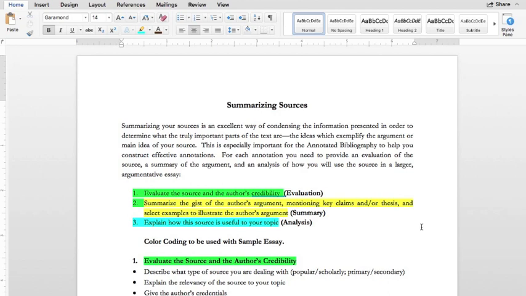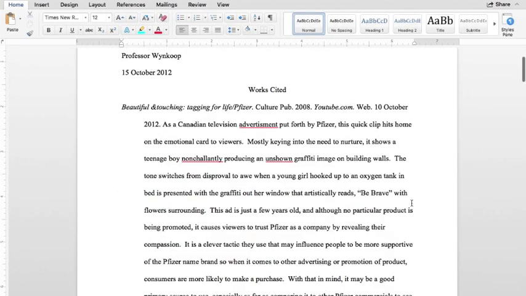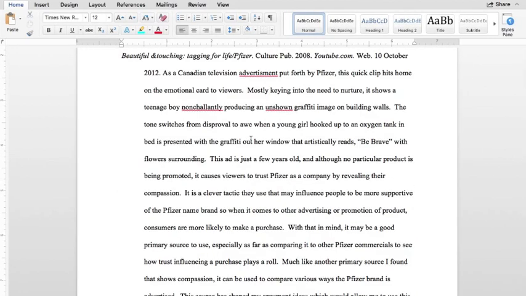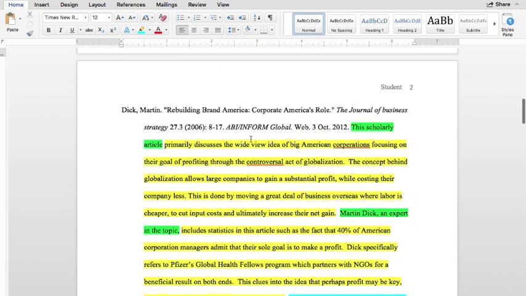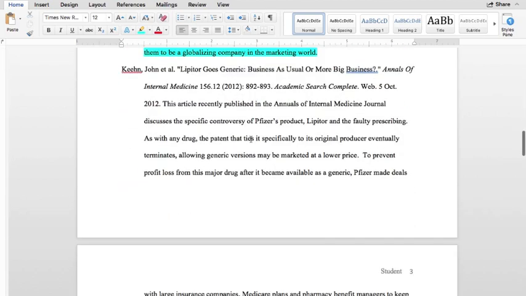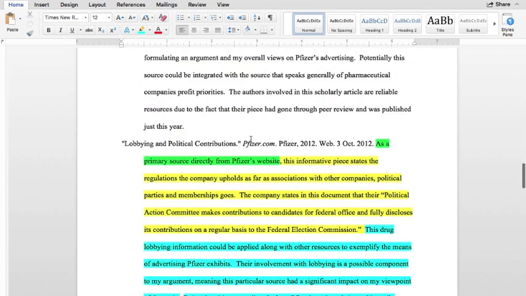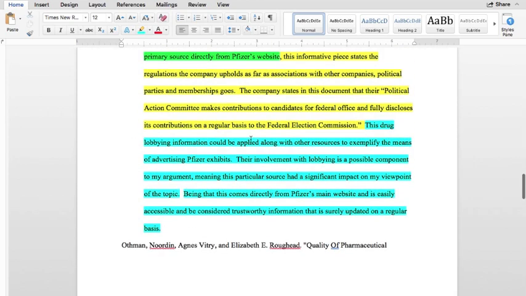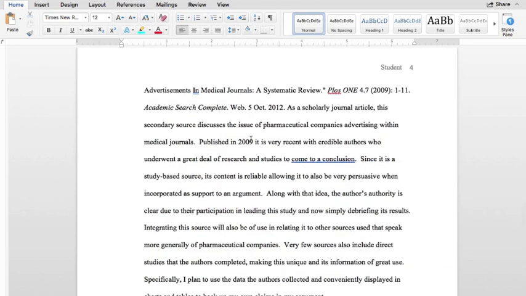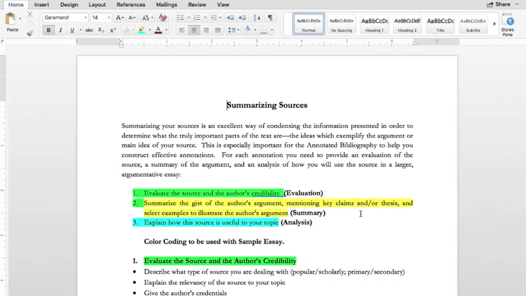You want each annotation to be roughly 6 to 12 sentences. So if you notice, each of these annotations here are about a little over half a page. I'll talk about the color coding in a minute, but they're roughly about the same length, each one. 6 to 12 sentences. This means that you should have 2 to 4 sentences for evaluation, 2 to 4 sentences for summary, and 2 to 4 sentences for analysis. So what makes up those parts? I've color-coded this here so you can kind of follow along. Green is evaluation, yellow is summary, and blue is analysis.